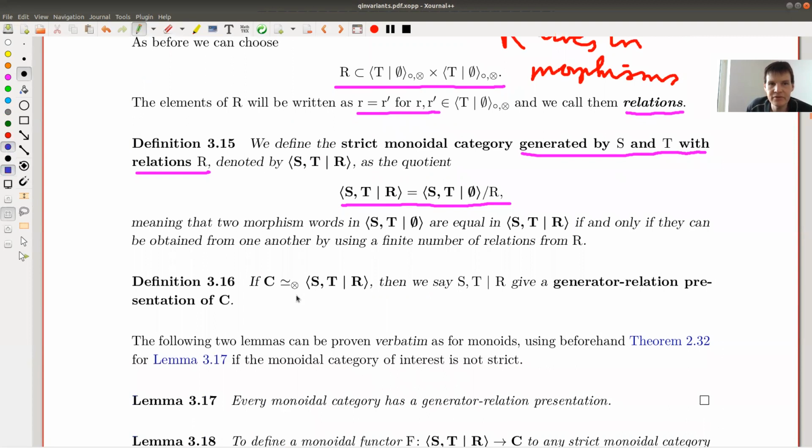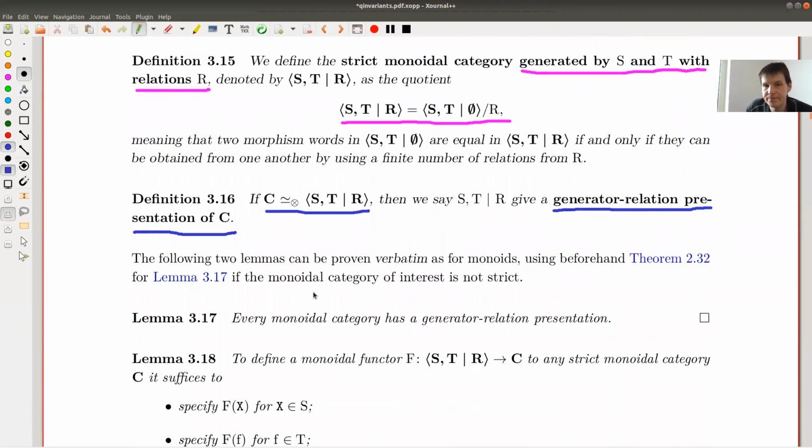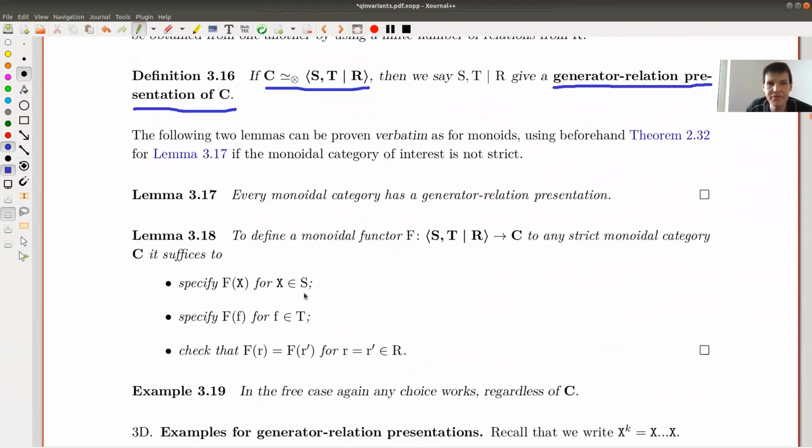And same idea. If you have a monoidal category and can find S, T, and R, then we say you have a generator and relation presentation of your monoidal category. And everything works as before. That's why I discussed it, and you could think about it. It's almost a tautology. Every monoidal category has a generator and relation presentation, and the point will not be to write out the boring one where you just impose all possible combinations, but an interesting one.